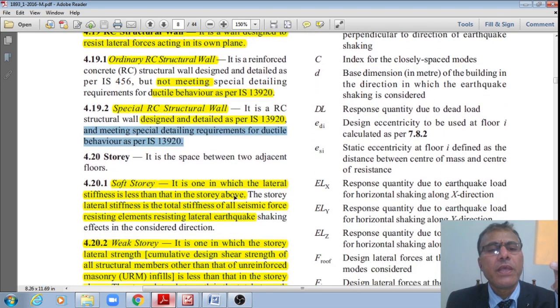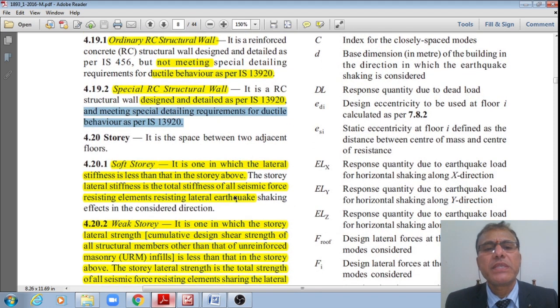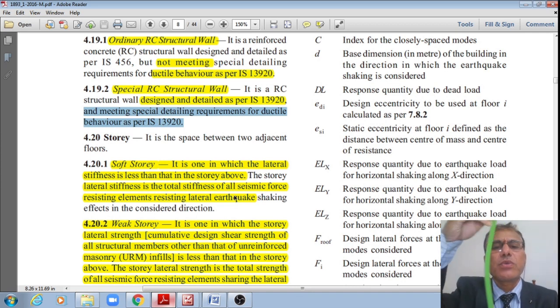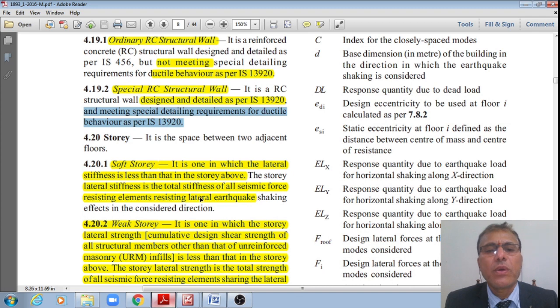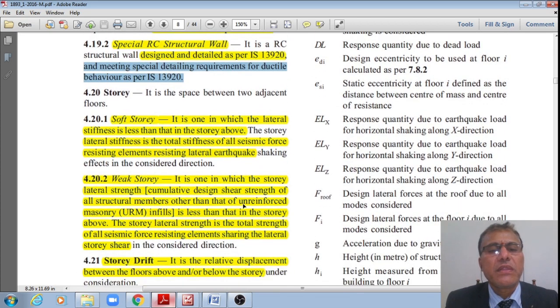Now next one is the soft story. The soft story means it is the one in which the lateral stiffness is less than in the story above. The lateral stiffness is less than the story above. We'll see pictorially also, right? The story lateral stiffness is the total stiffness of all the seismic force resisting elements resisting the lateral earthquake shaking, right?